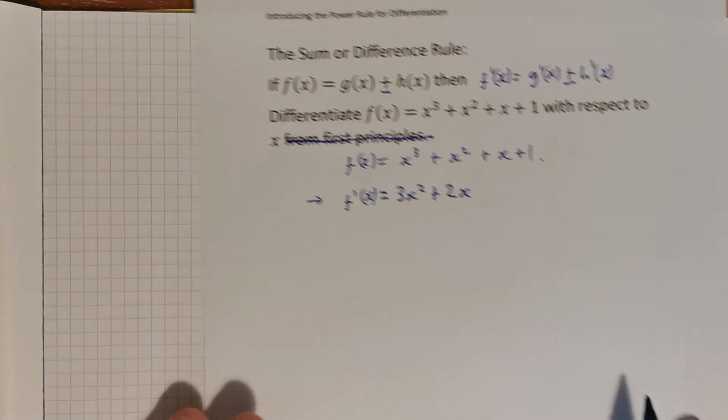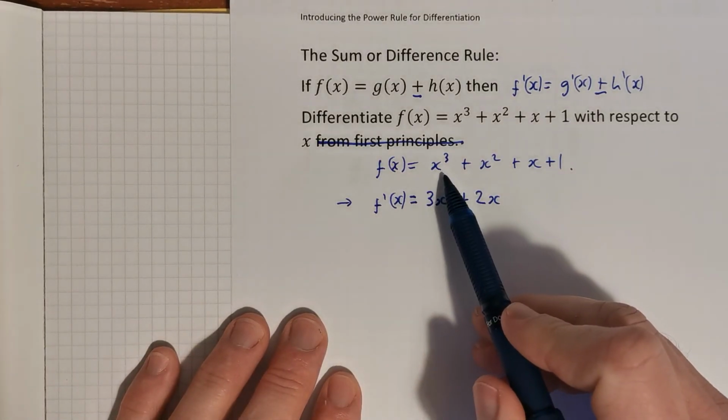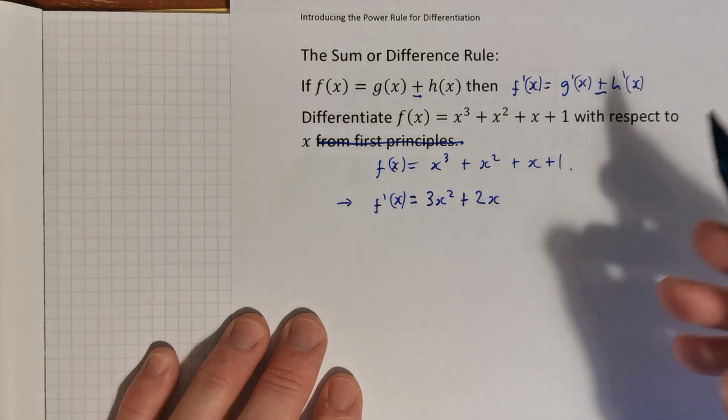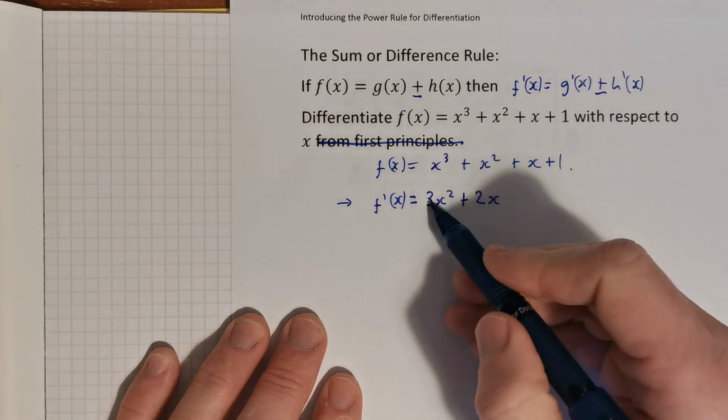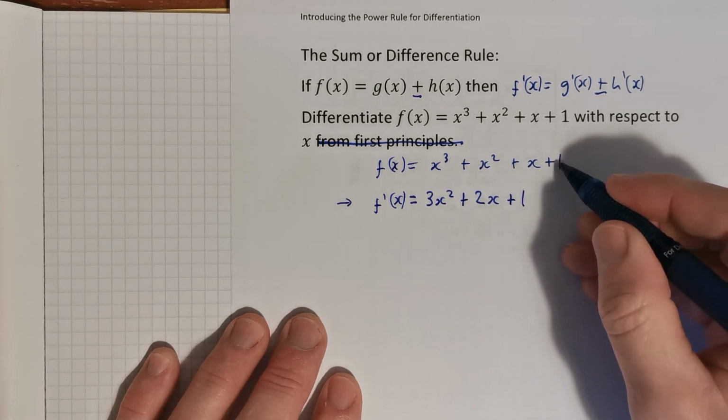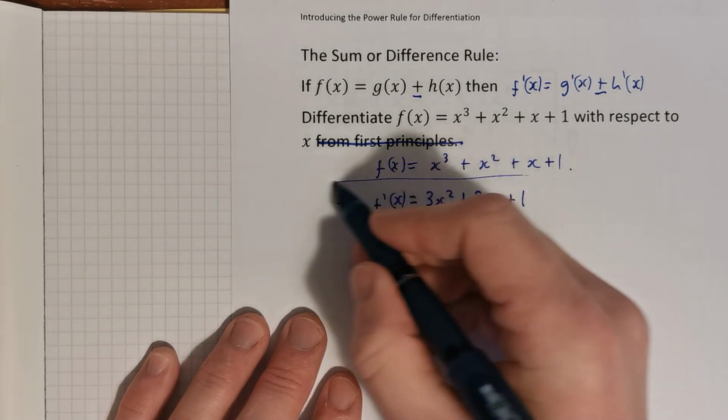Let me come back to my problem. I wanted to take the derivative of x cubed plus x squared plus x plus 1. The derivative of x cubed, 3x squared, the derivative of x squared, 2x. The derivative of x, we said, was 1. The derivative of 1 is 0. That's my derivative.